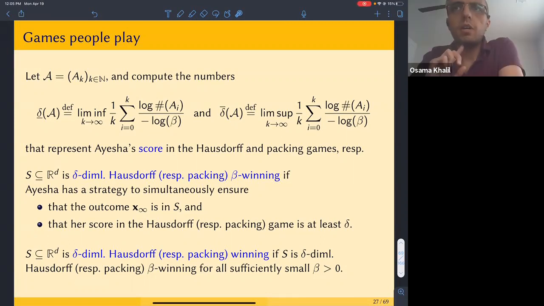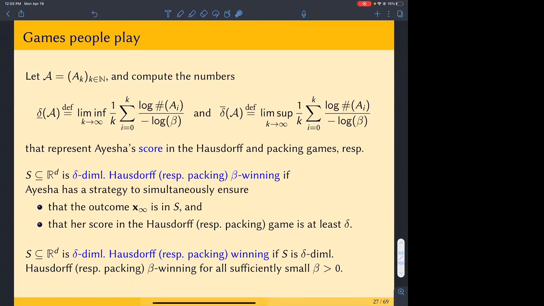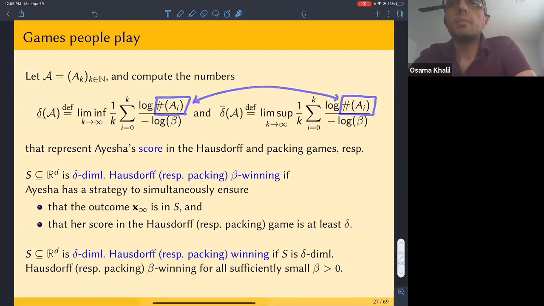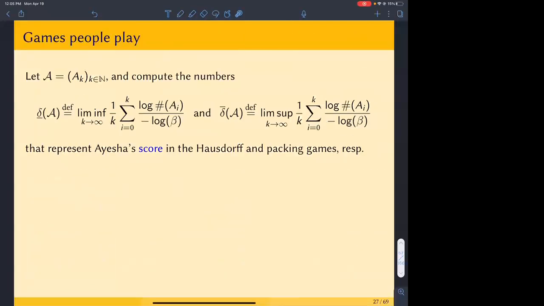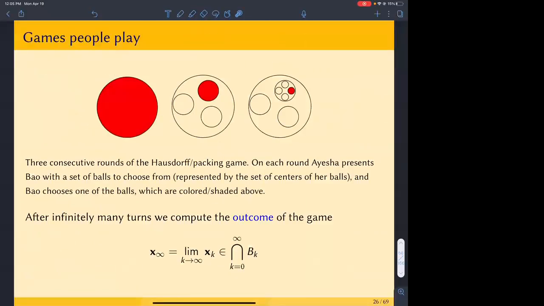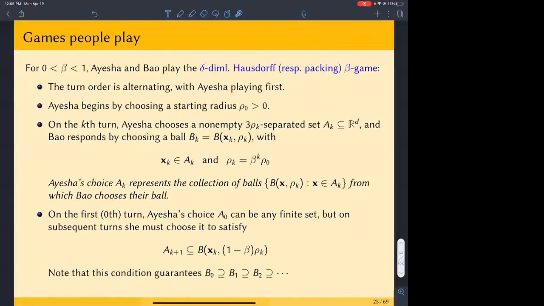Number of AIs. Let me, sorry. Oh, log 3, yeah. Let me just get the, so are you asking about these two things? Yes. So I must have been unclear about that. What Aisha is doing, very sharp eye, Osama, is not choosing 3 balls. I skipped over this. I'm really sorry.